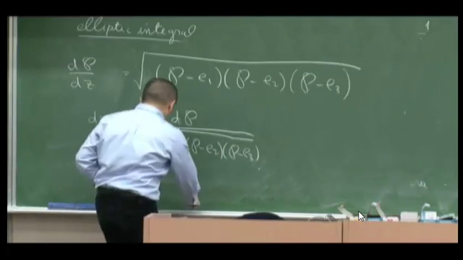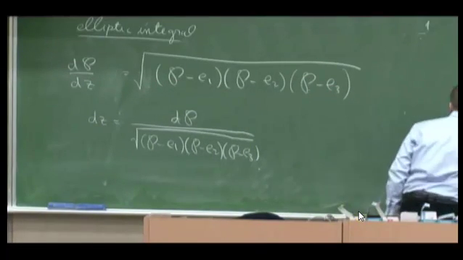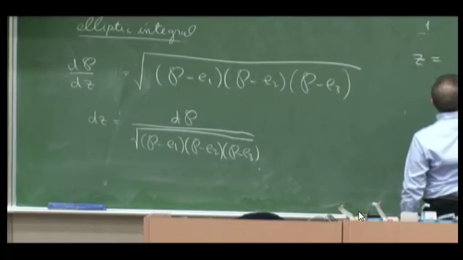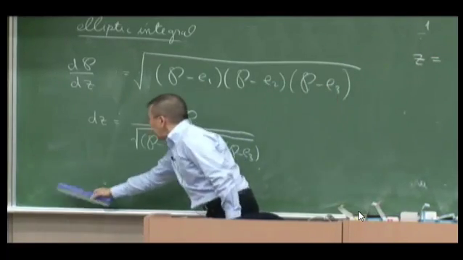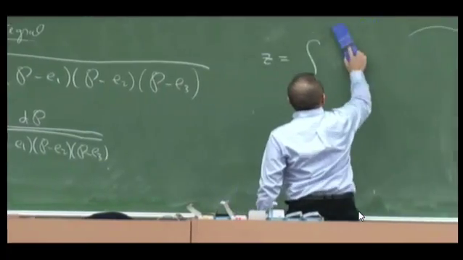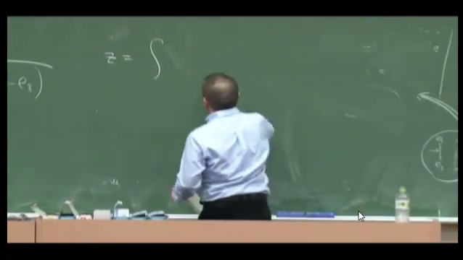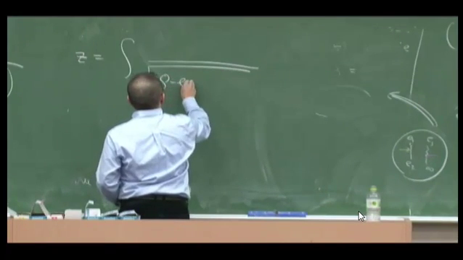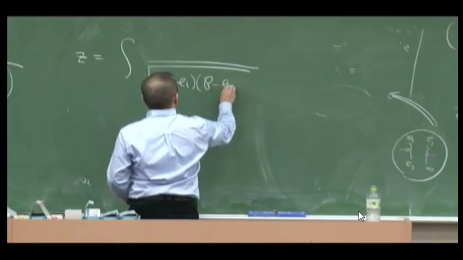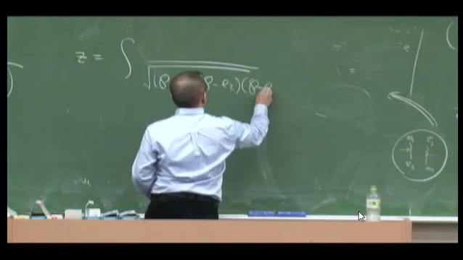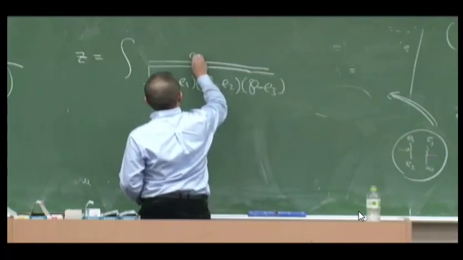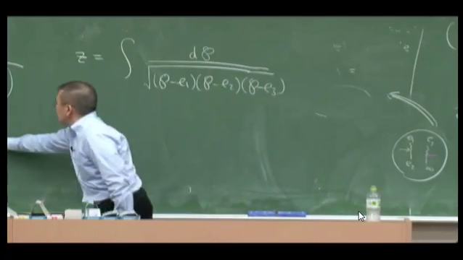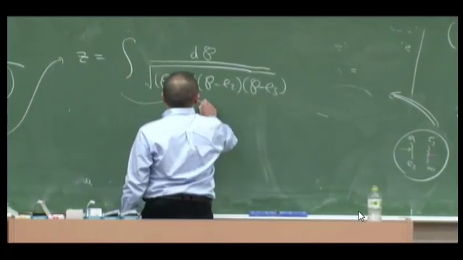Now you see that by integrating both sides, we see z is equal to an indefinite integral of this, up to a constant. Now this is the elliptic integral.